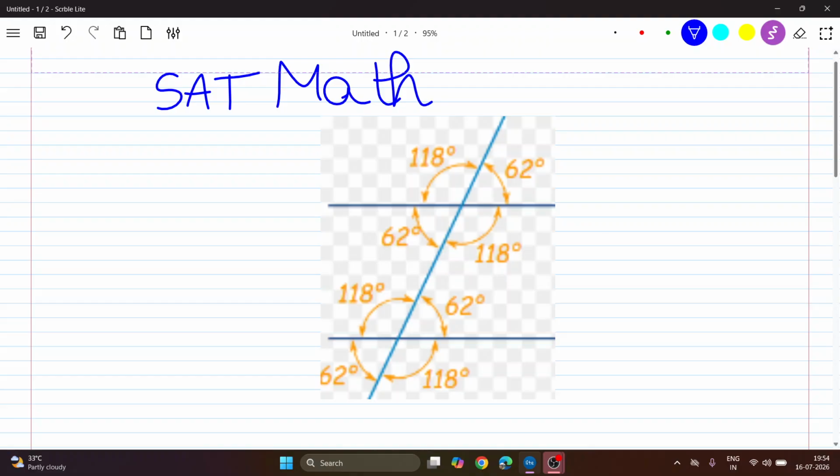Geometry. So let's just dive right in. Opposite angles are first of all equal when parallel lines are cut by a transversal. These two are parallel lines and this is a random line intersecting those two parallel lines, okay?